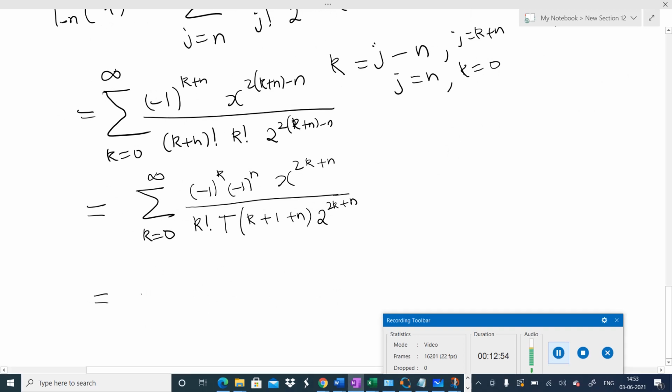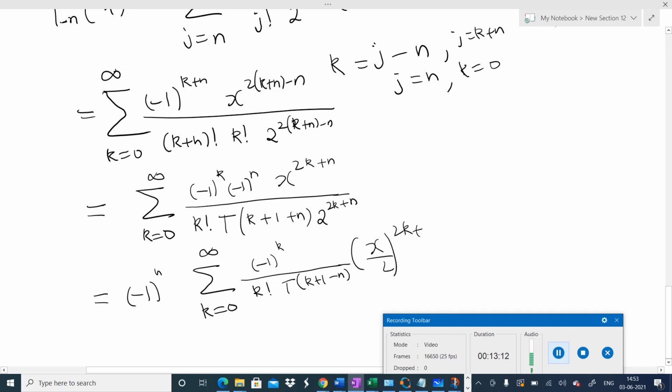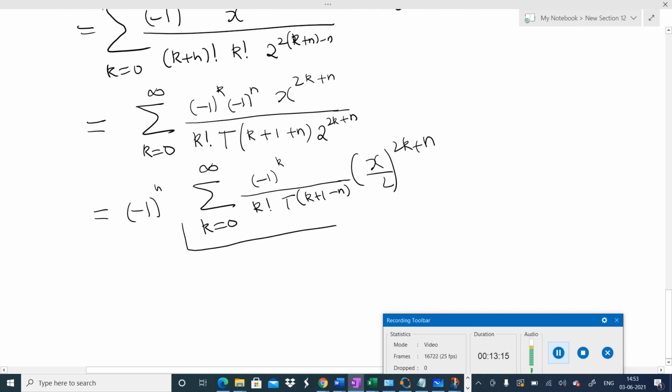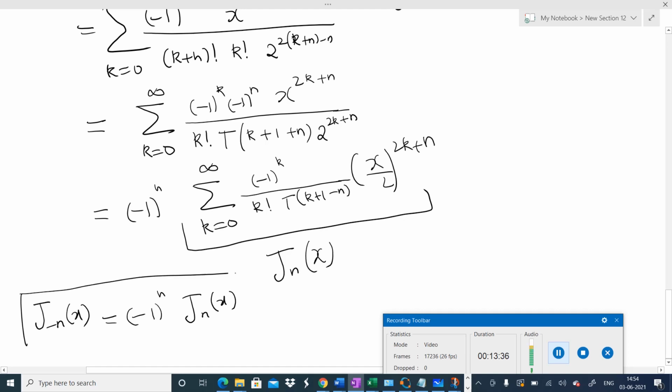This can be exactly written as minus 1 to the power n, summation k is equal to 0 to infinity, then minus 1 to the power k divided by k factorial gamma of k plus 1 minus n, then (x/2) to the power 2k plus n. Now if you look at this, this is exactly j n of x, right? Except that instead of j equal to 0 to infinity, we have k equal to 0 to infinity, and the extra term here is minus 1 to the power n, times jn of x, and remember we were computing j of minus n of x. So hence we have proved this identity.